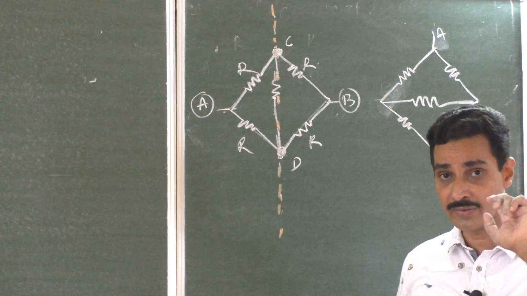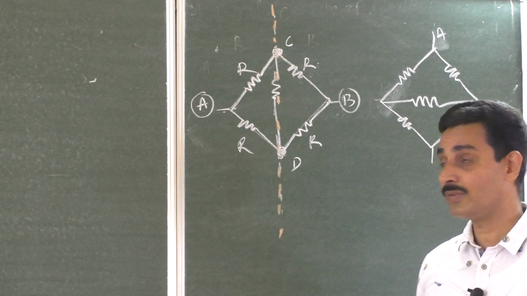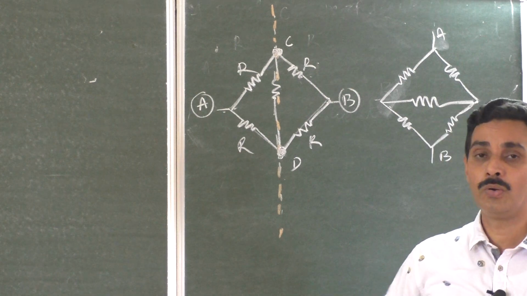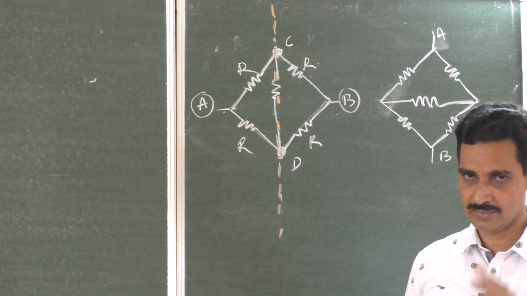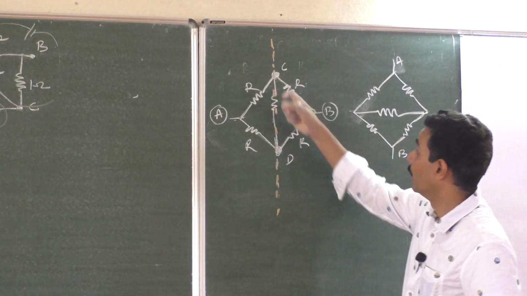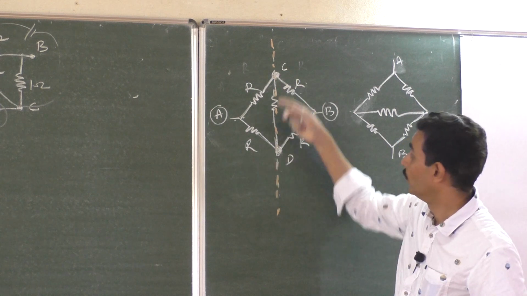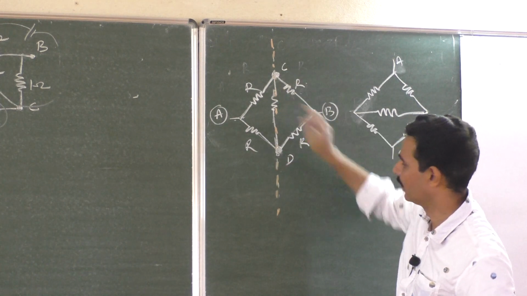No potential difference. I didn't say there is no potential. I said there is no potential difference. Charges flow only when there is a potential difference. Heat flows when there is a temperature difference. There is a potential, but they are the same. No potential difference, no current flows through this.